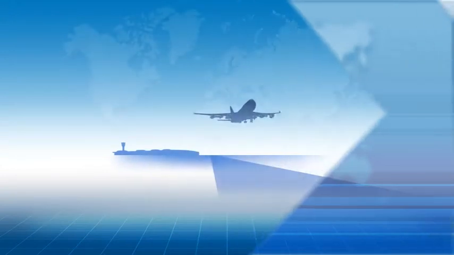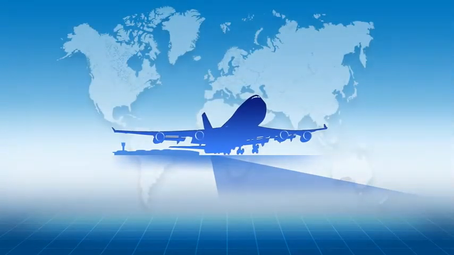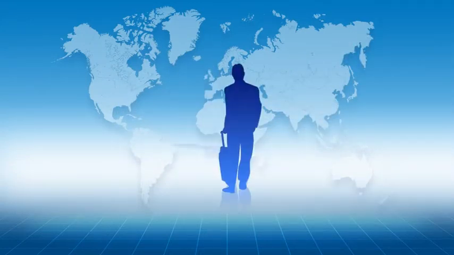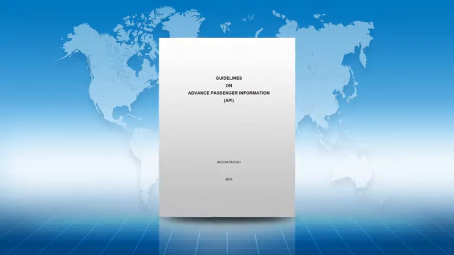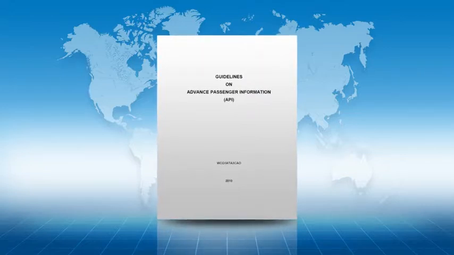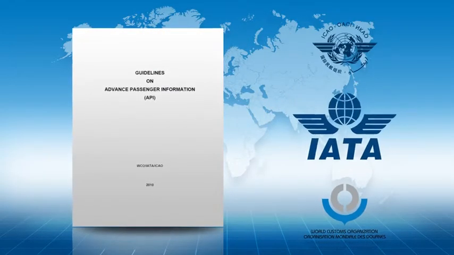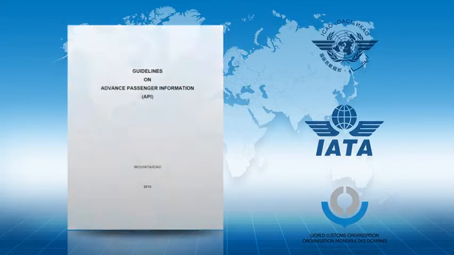API manifests include two categories of information: information relating to the flight and information relating to the passengers on that flight. An internationally agreed list of data elements which may be required in the API manifest message is contained in the Guidelines on Advanced Passenger Information that is jointly maintained by the WCO, ICAO and IATA. The current version can be downloaded from the Toolkits library.